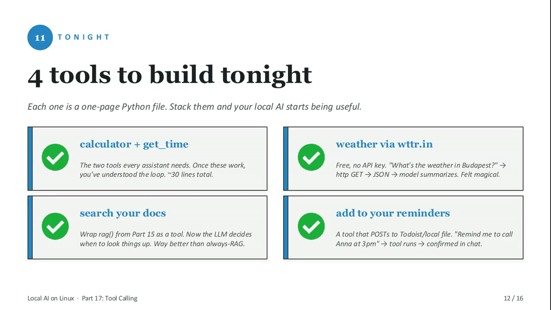From there, wrap the RAG function from part 15 so the LLM decides when to search your docs, and finish with a reminders tool that posts to Todoist or a local file. Stack those 4 and your local assistant actually starts earning its keep.